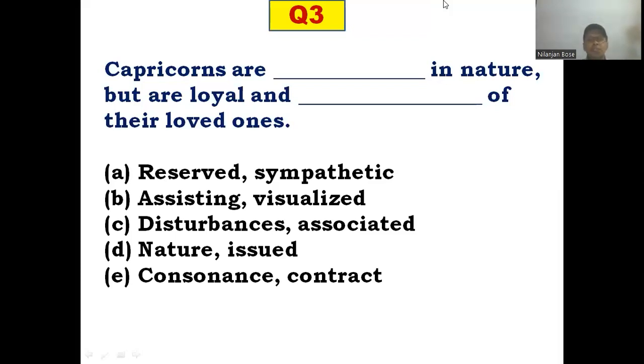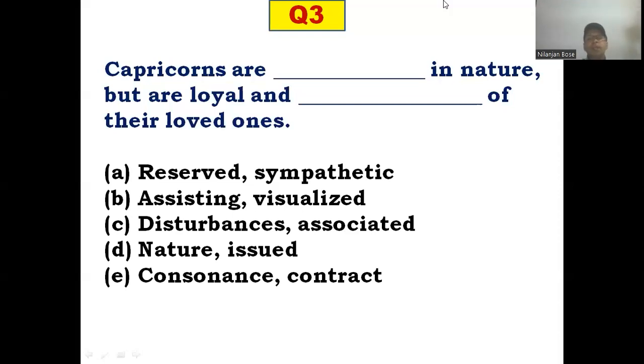Now moving to option E, that is the only option that is left. So Capricorns are consonants in nature, but are loyal and contract of their loved ones. Now, if you consider option E, consonants means concord. Capricorns are consonants in nature. That is absolutely wrong. अगर यहाँ पे आप इसको adjective form में लेके जाते हैं, it requires an adjective, right? So it will be one of the tricks that you have to see, what the blank requires. The first blank requires an adjective to be placed over there.